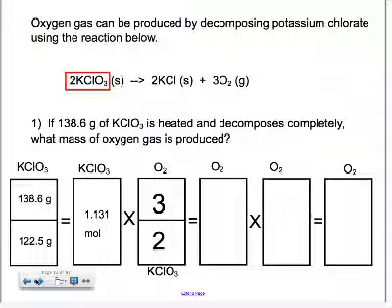And then I multiply 1.131 times 3 over 2, and I get 1.697. That's the number of moles of oxygen that I'm going to get. The question asked me for mass, so I need to multiply the moles times the mass of O2. Oxygen is 16, so O2 would be 32 grams. So 1.697 times 32 gives me 54.29 grams.